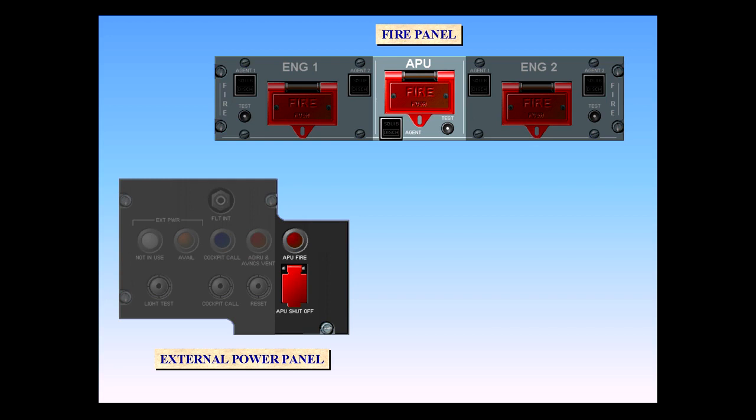An APU emergency shutdown also occurs when the APU SHUTOFF push button on the external power panel is pressed, or when the APU FIRE push button on the fire panel is pressed. However, in neither case is the fire bottle automatically discharged.